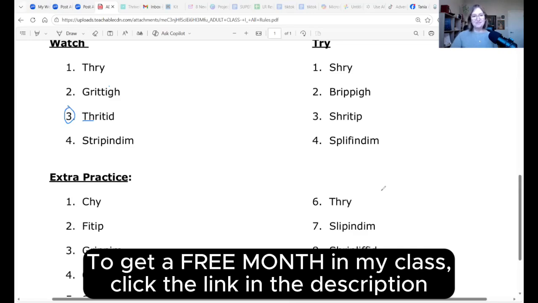You're getting it. All right, so here we have a long I because of the tap 2 rule. Here we have a short I because of the tap 2 rule. This digraph blend says its sound, and then we have I, t, I, d. Thrited. How did you do on thrited? Give me a Y. Yes, you got it. Gorgeous. I was hoping you would say that.